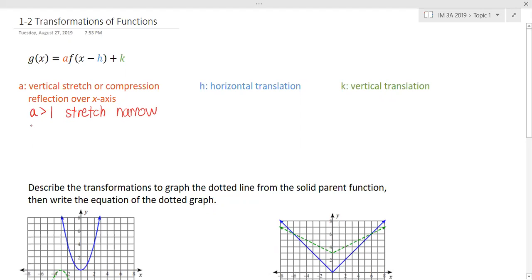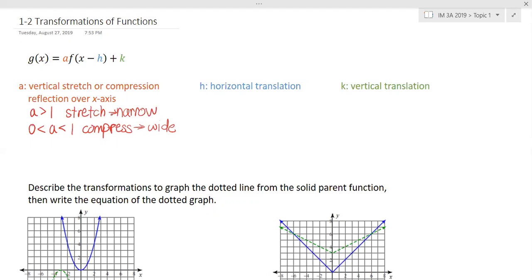The second type of A is a fraction. So if I have an A that's a proper fraction, it's between 0 and 1. So numbers like 1/2, 2/3, smaller number on top, larger number in the denominator. That's a compression. Remember that a vertical compression makes it more wide when we're talking about the functions we've talked about. Okay, so it's pushing it down vertically as opposed to stretching it up vertically.